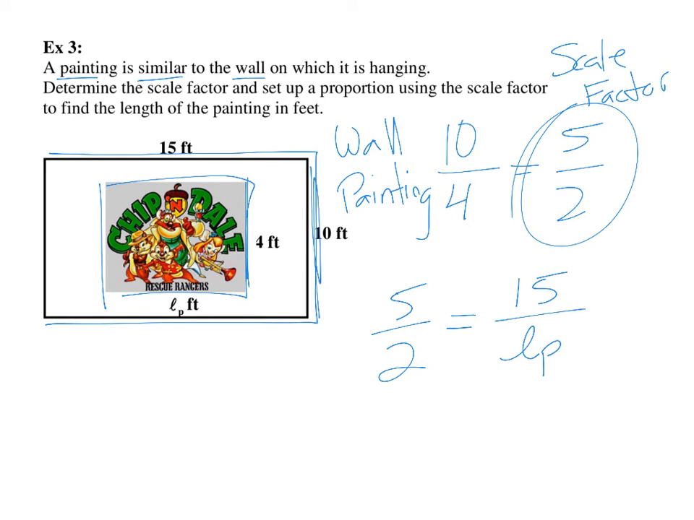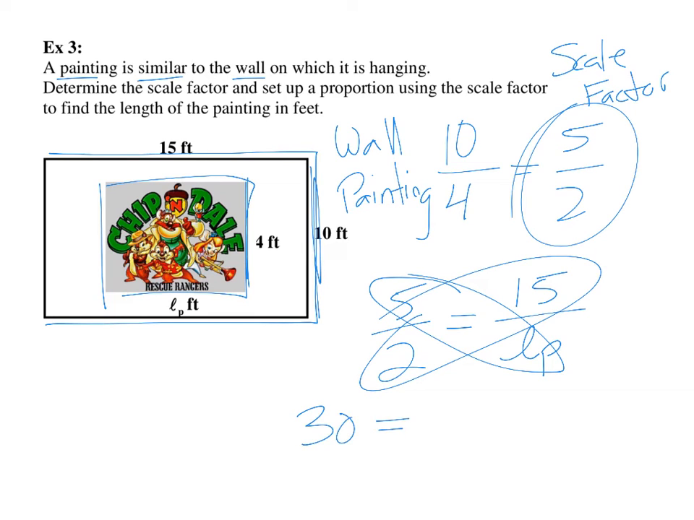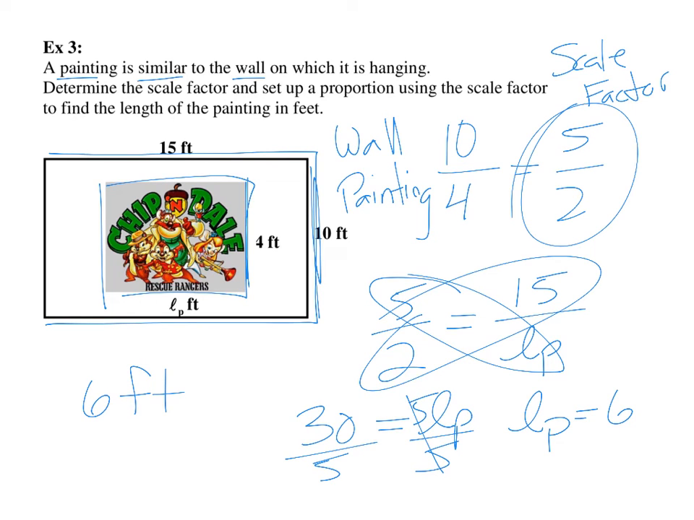So L sub P. I cross multiply here, and I get 30 is equal to 5 times L sub P. So I divide by 5, and L sub P is equal to 6. All right, and that's all there is to it. We're done. So the length of the painting is 6 feet. And there's nothing else we have to do here.